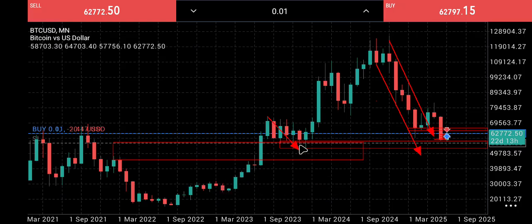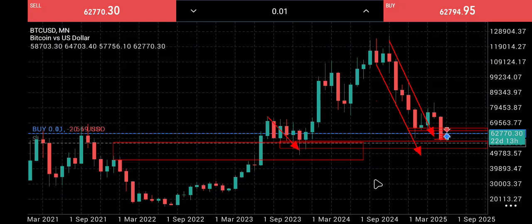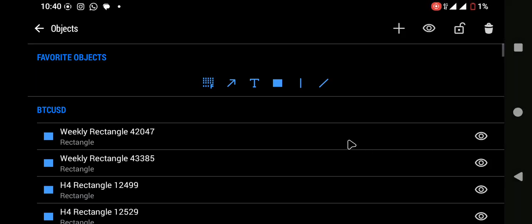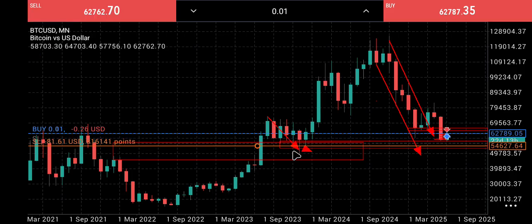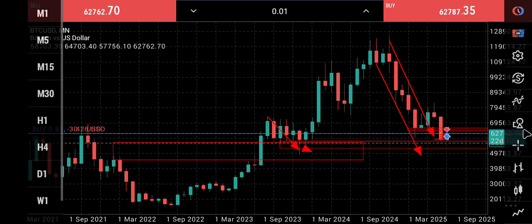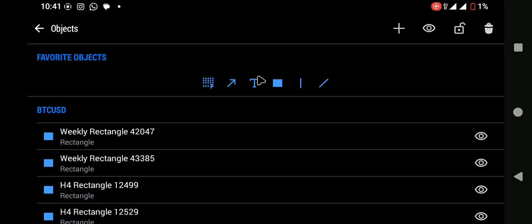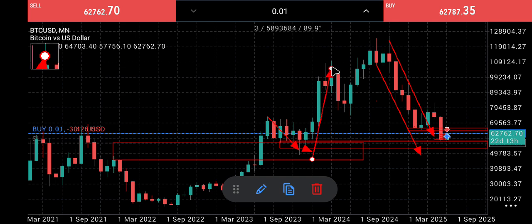So the price got here, then we had a pullback. Not a pullback, we had an impulsive move, right? Guys, please, just a minute. I'm struggling to draw this impulsive move.